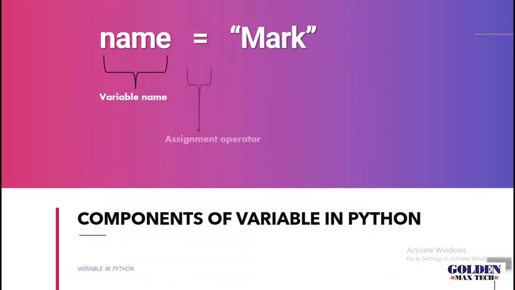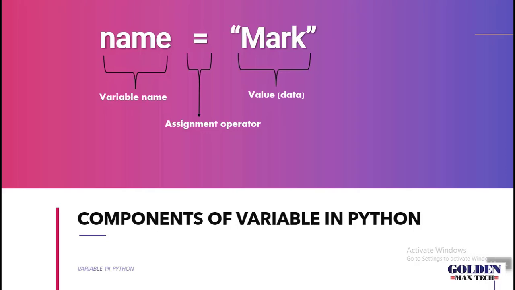The second component of a variable in Python is the assignment operator. The equal sign you can see does not represent the equal symbol as we use it in mathematics. In Python, it represents an assignment operator. We'll get to understand this better in our next class.